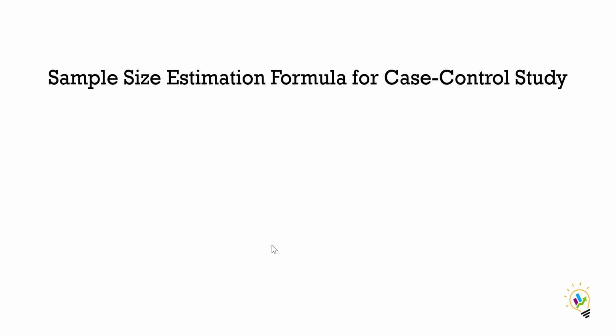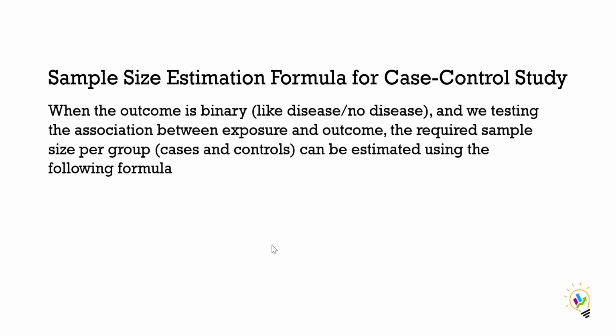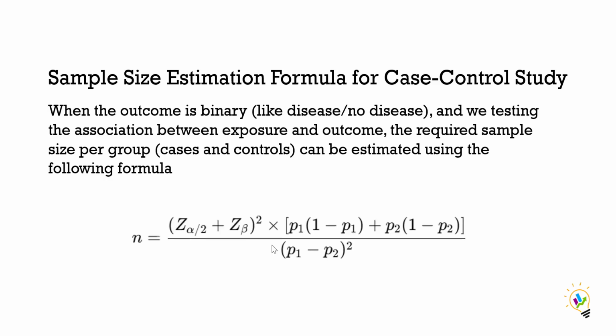Now, the sample size estimation formula for a case control study: when the outcome is binary and we are testing the association between exposure and outcome, the required sample size per group can be estimated using the following formula. This is the formula you are going to use to estimate the sample size for a case control study.